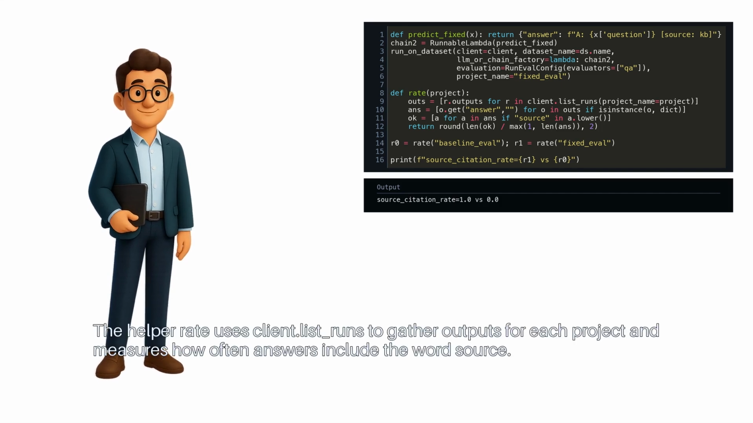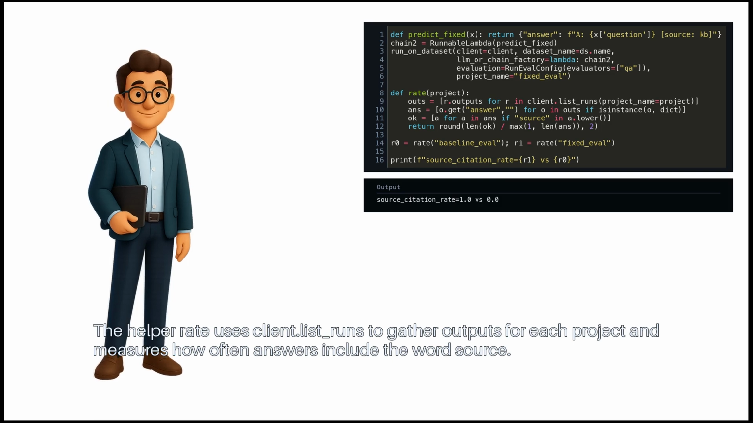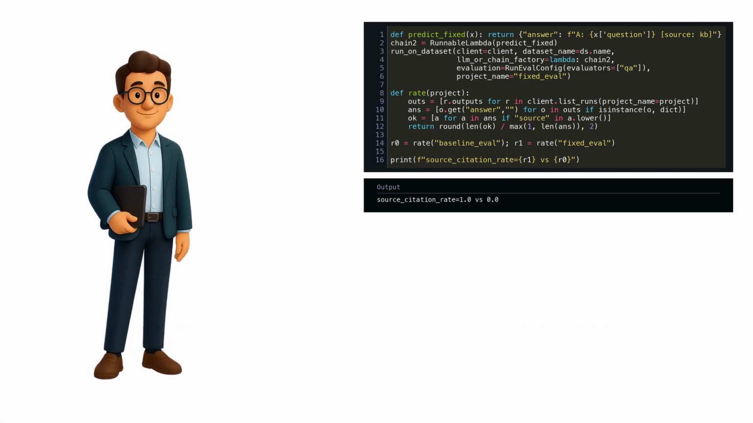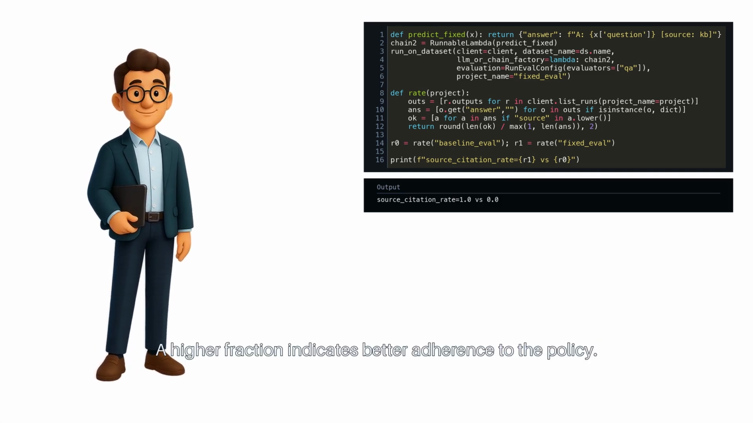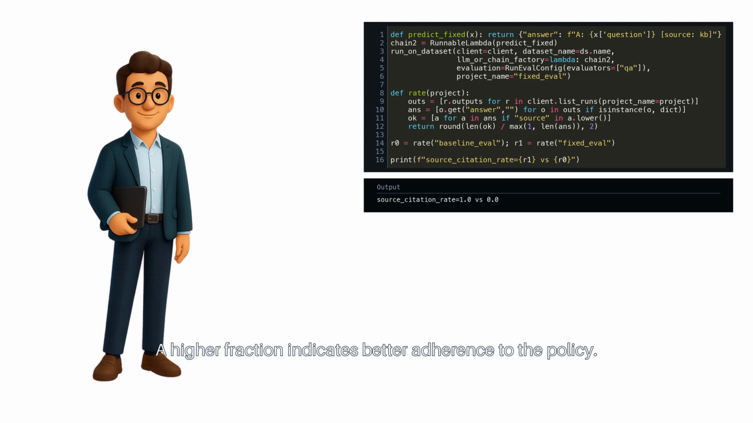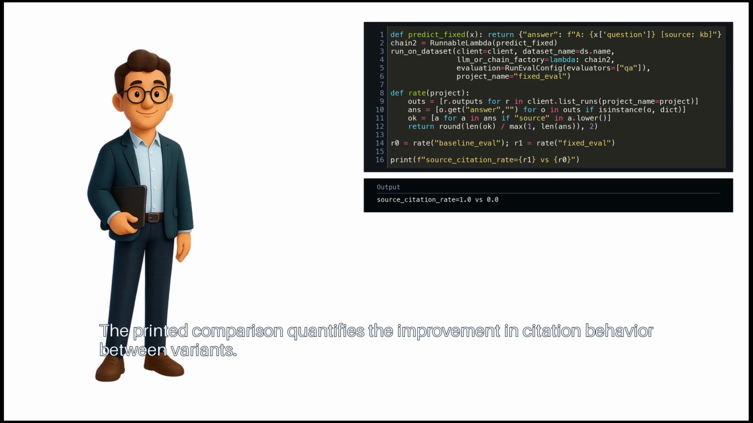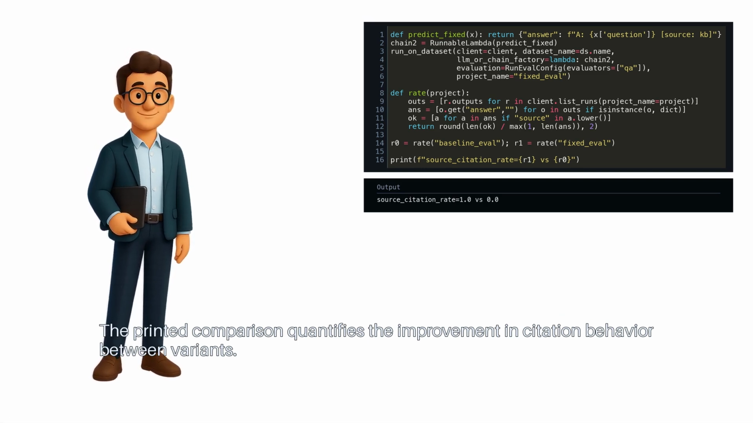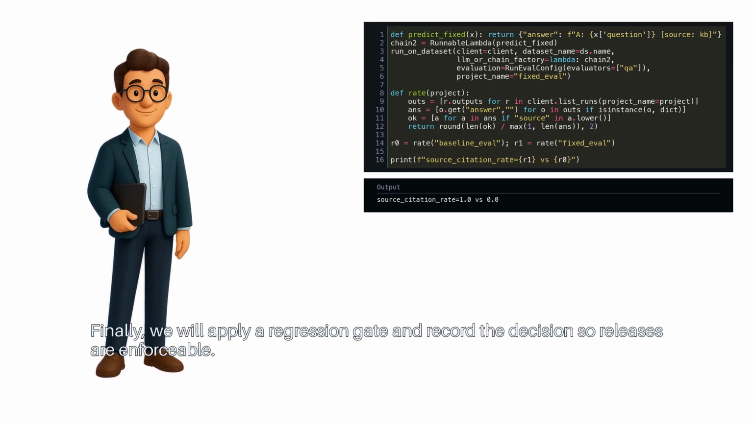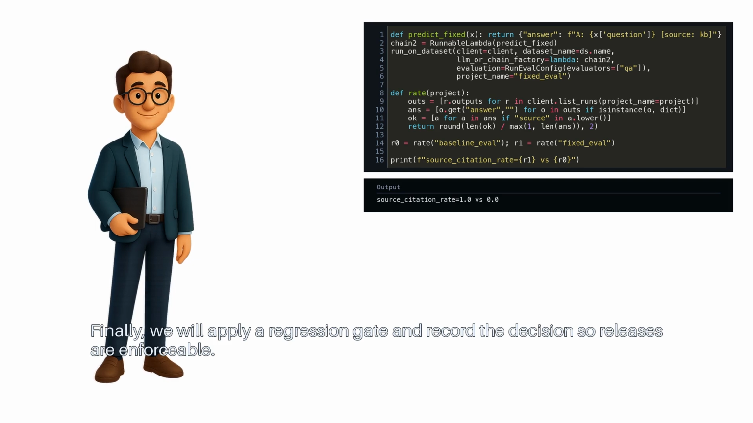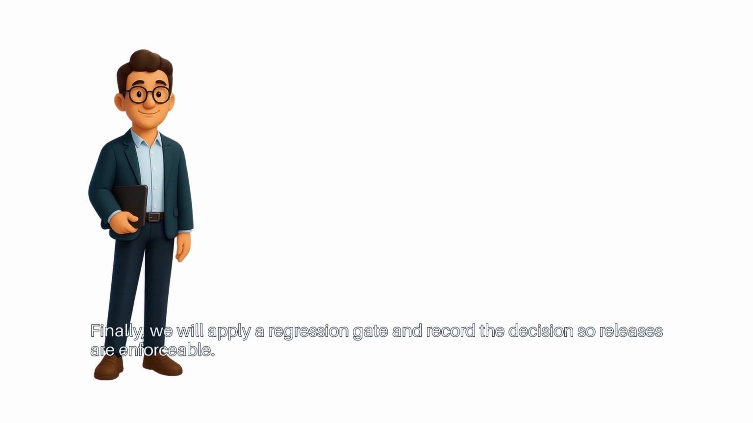The helper rate uses client.listRuns to gather outputs for each project and measures how often answers include the word source. A higher fraction indicates better adherence to the policy. The printed comparison quantifies the improvement in citation behavior between variants. Finally, we will apply a regression gate and record the decision so releases are enforceable.